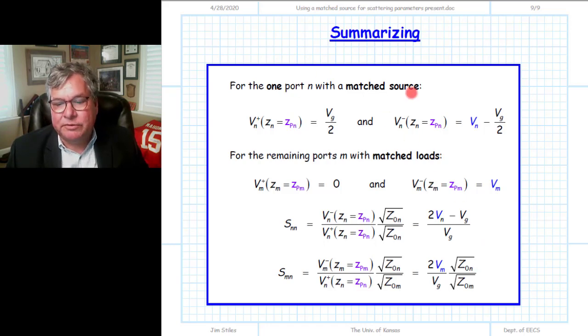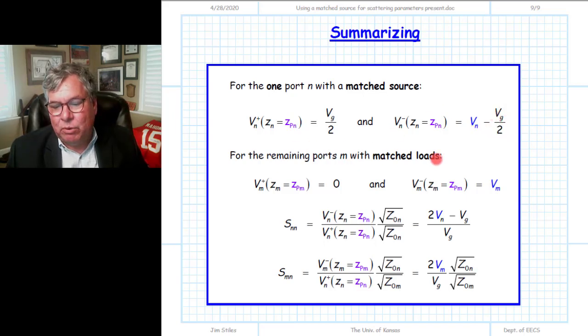For the one port where there's a matched source, and there can only be one port with a matched source for each column, again, it changes for each column, the port with a matched source, we'll call it N. The incident wave voltage at that port plane must be VG over 2 from the special case, and therefore the exiting wave at that same port, the port N with the matched source, is simply the total voltage that you calculate minus VG over 2.